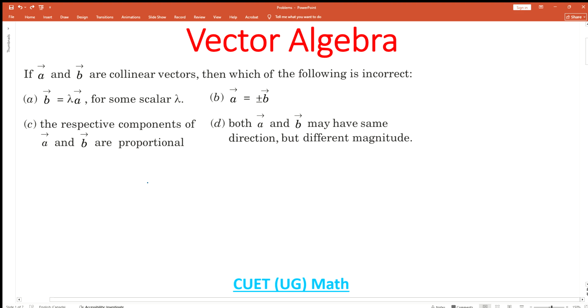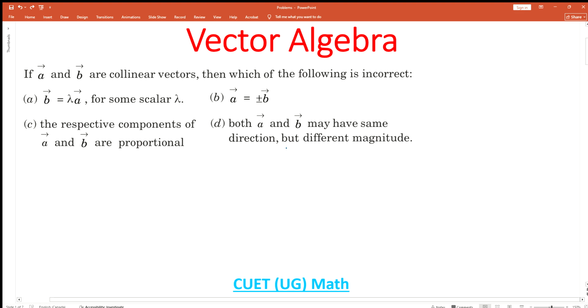In this video, we'll solve a vector algebra problem. As per the problem, if vector A and vector B are collinear vectors, then which of the following is incorrect? We are given four answer choices. We have to find out which of these answer choices is incorrect.